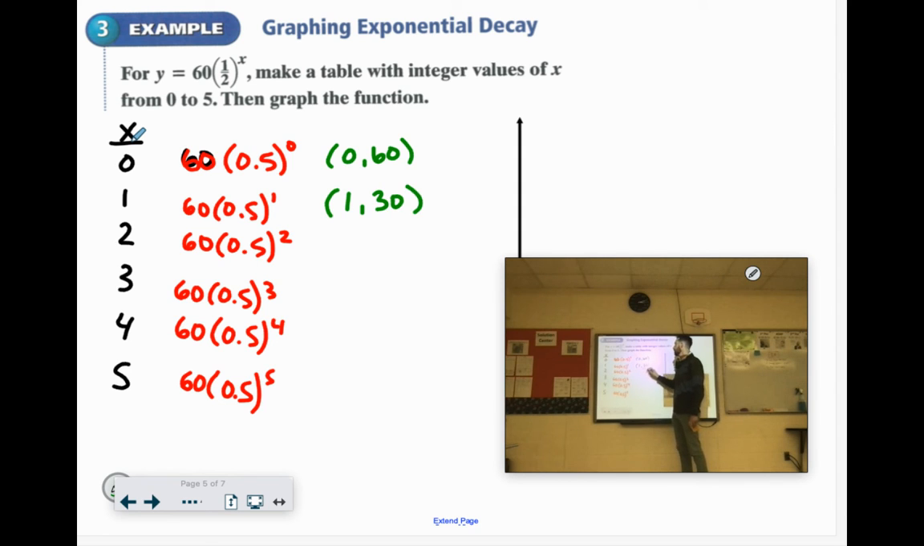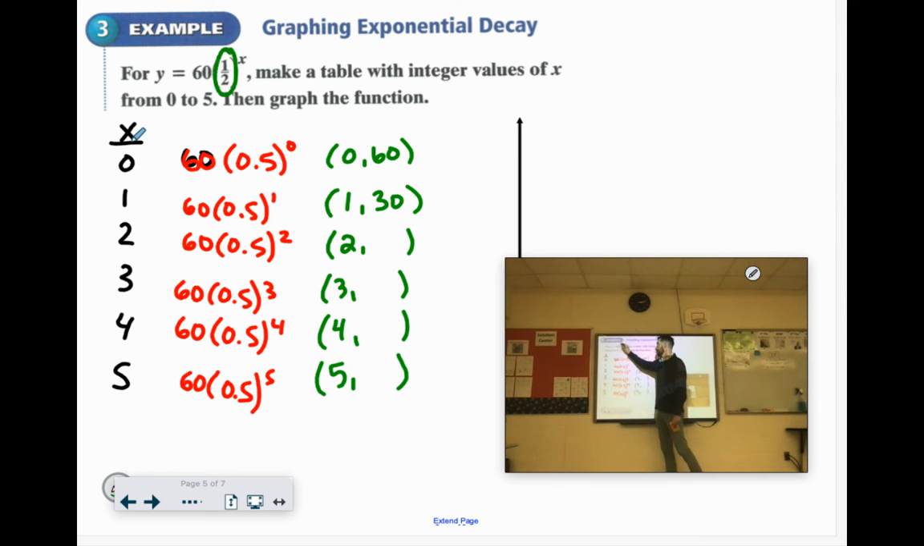Now you'll also be able to use patterns with these. Look at what's going on. You go from 60 to 30. You're cutting it in half, right? You're cutting it in half. So half of 30 is 15. Half of 15 is 7.5. I don't know what half of 7.5 is. 3 point something.